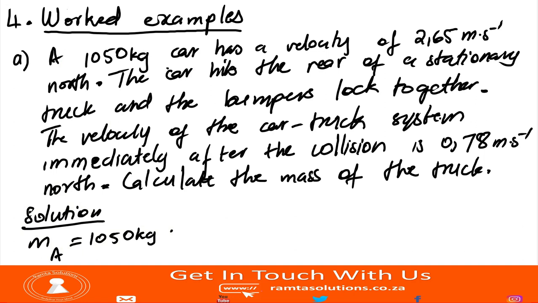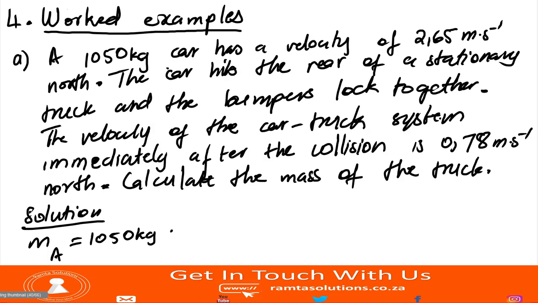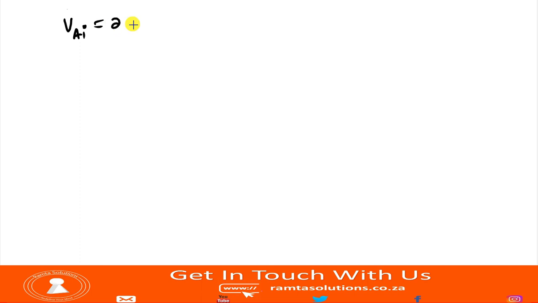So V sub A initial is 2.65 meters per second north. And then they said that the car and the truck got stuck together.